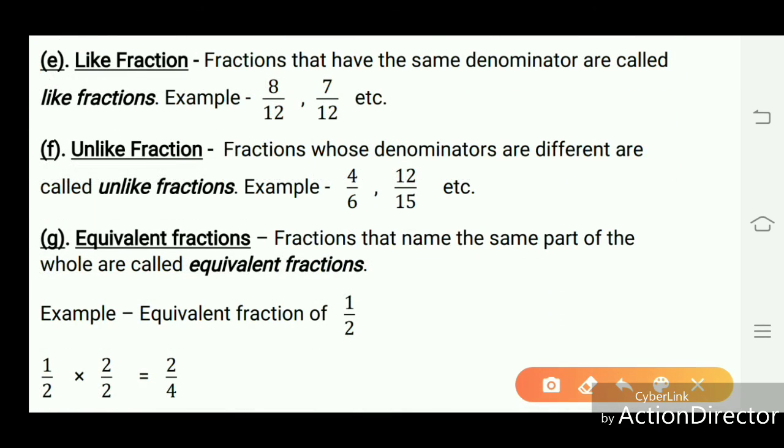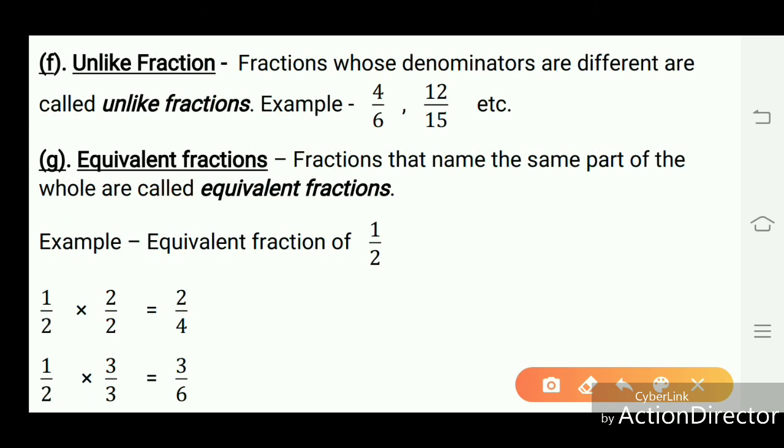Now the fifth type of fraction is like fractions. Fractions that have the same denominator are called like fractions. Example, 8 upon 12, 7 upon 12, etc. Here if a set of numbers has the same denominator, these types of fractions are known as like fractions. Both these fractions have the same denominator: 8 upon 12 has 12 in the denominator and 7 upon 12 has 12 in the denominator. So these types of fractions are known as like fractions.